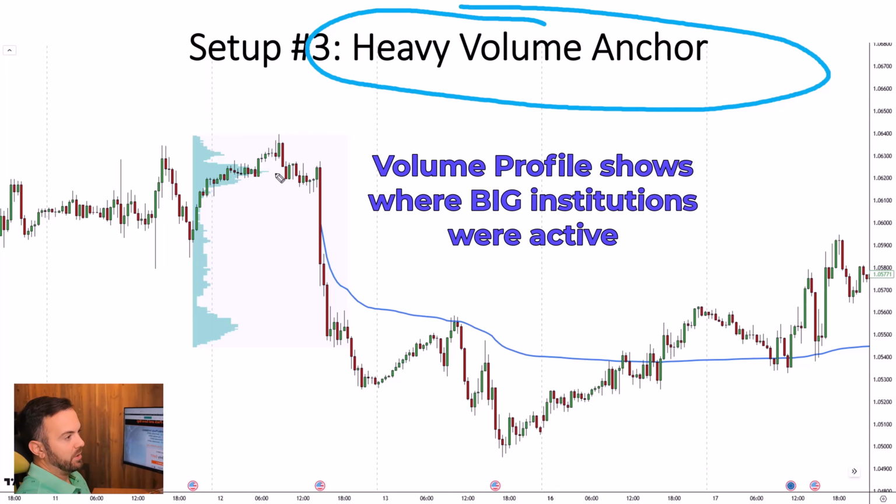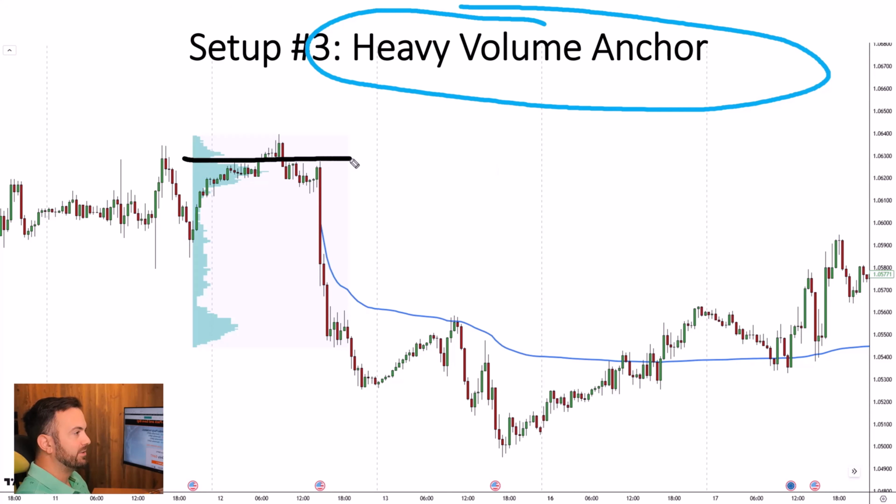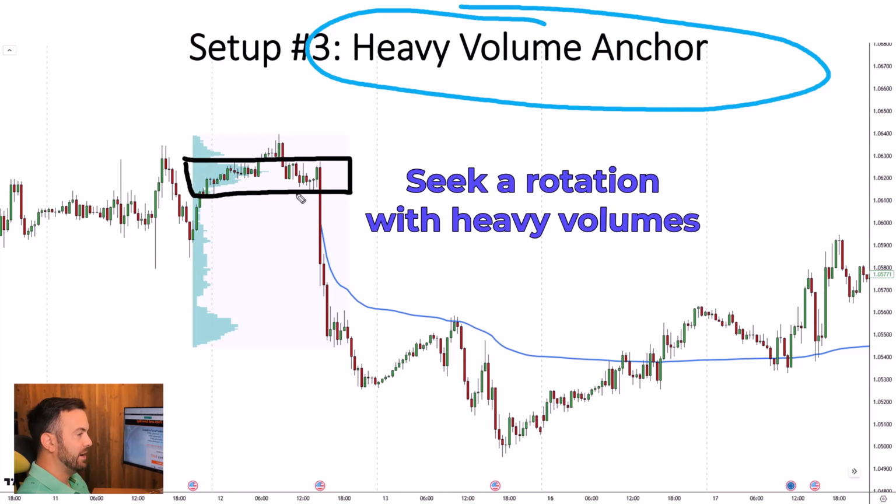Volume profile shows where the big volumes were traded on the chart. That means that it sort of reveals where the big trading institutions were active, because big trading institutions trade with heavy volumes, right? So if you look at this chart, then there's this rotation, and in this rotation, heavy volumes were traded, right? You identify that place with volume profile. That's the first step you want to see, heavy volumes traded within a rotation like this.